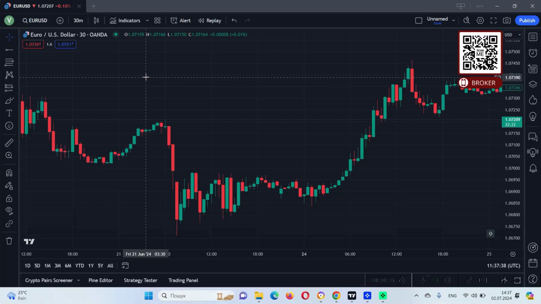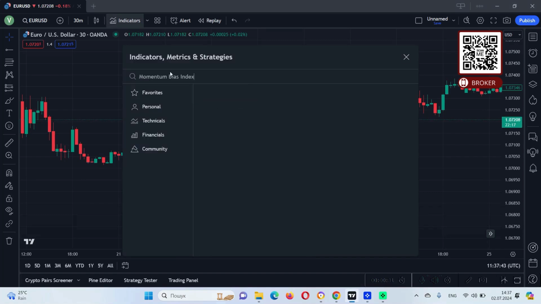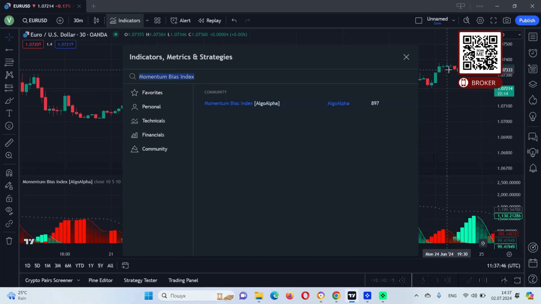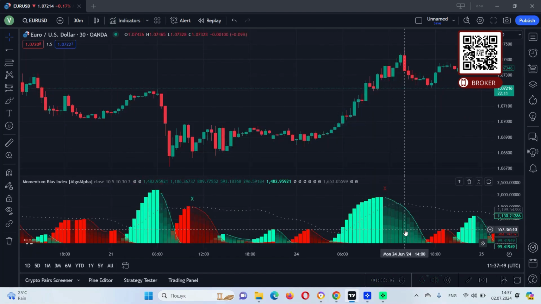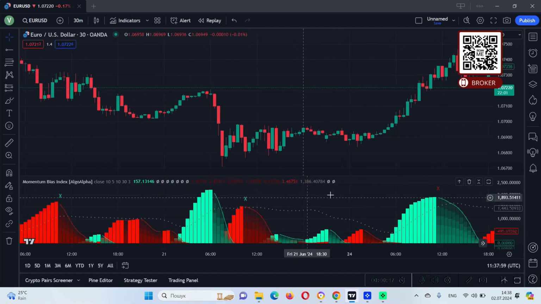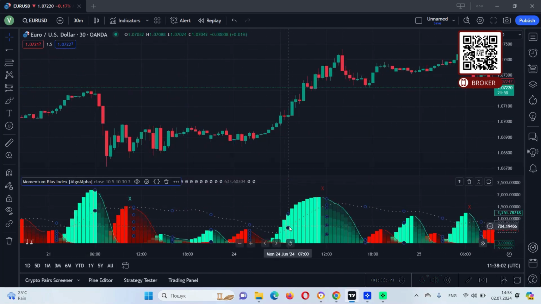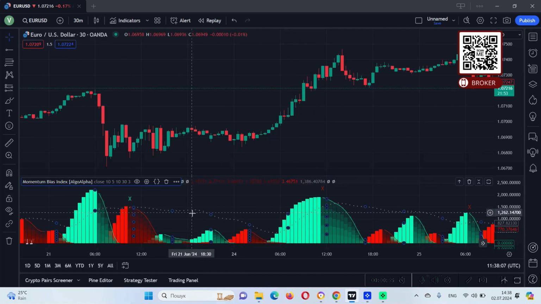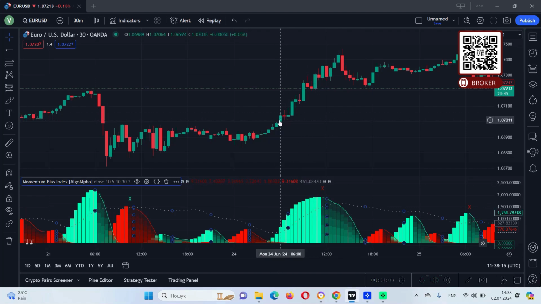First, we need to include an indicator on the graph known as the bias index of momentum. Add it. It appears at the very bottom and represents histograms of the color green, red in color. If the histograms are green and they are above a single gray dashed line, then this point approximately signals a purchase.